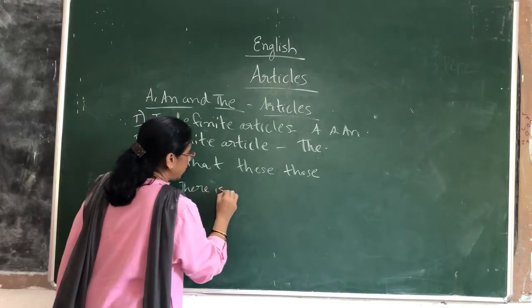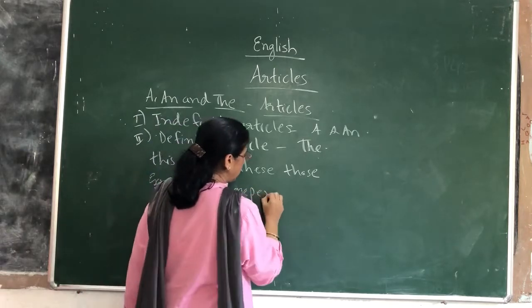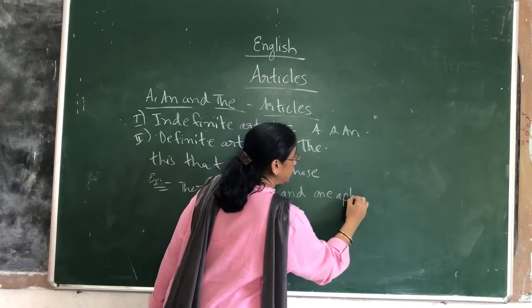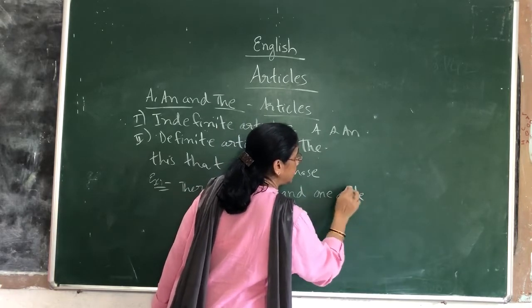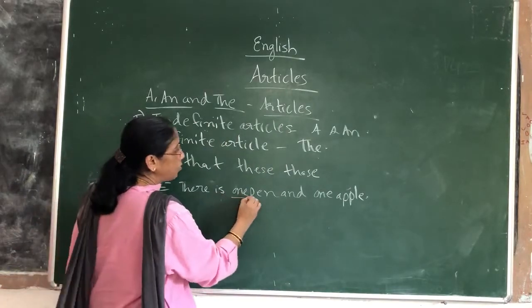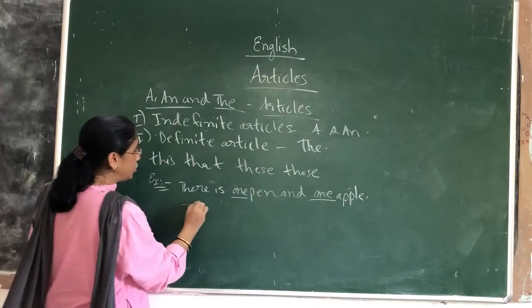There is one pen and one apple. What can you use? It also indicates a singular thing. Articles demonstrate only, that is, they describe only singular things. Like one pen is there, one apple is there. What can you use here?